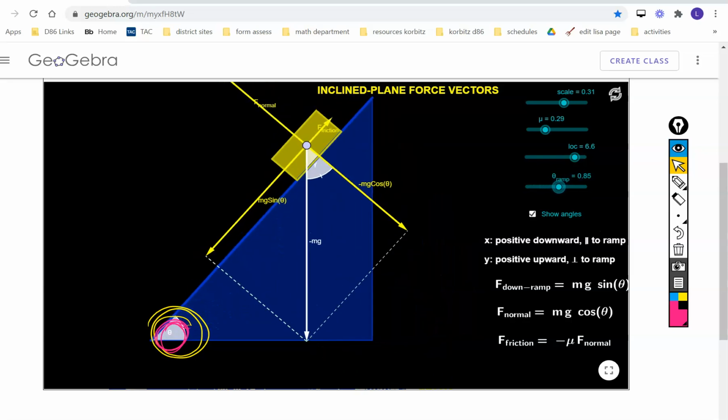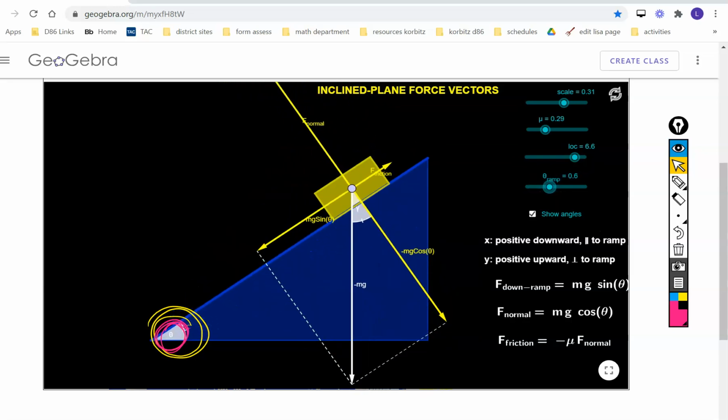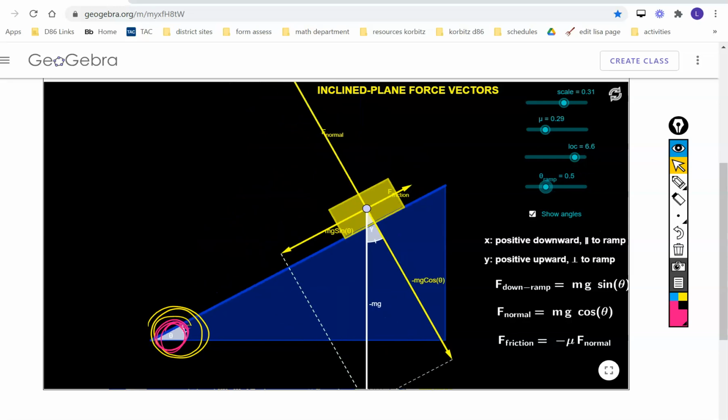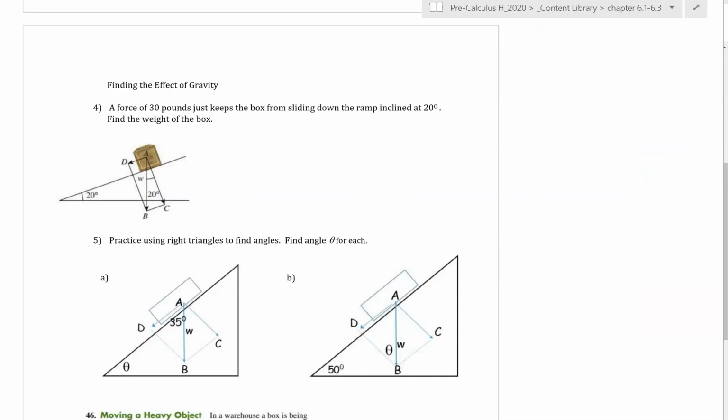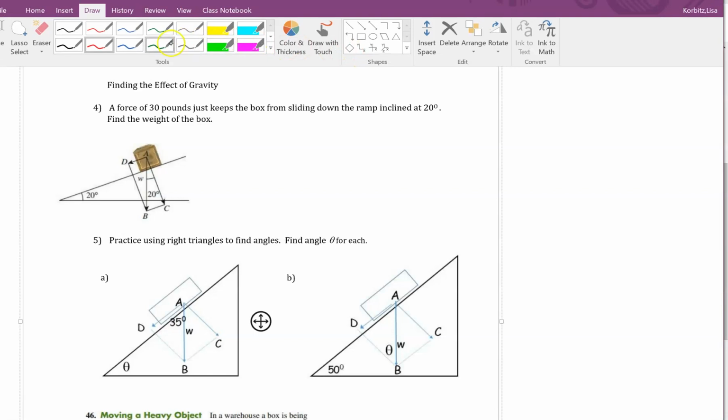Okay, so again, you can kind of watch that. And again, I think it makes it a little bit more obvious that those are the same angle. Okay, so back to this example then.